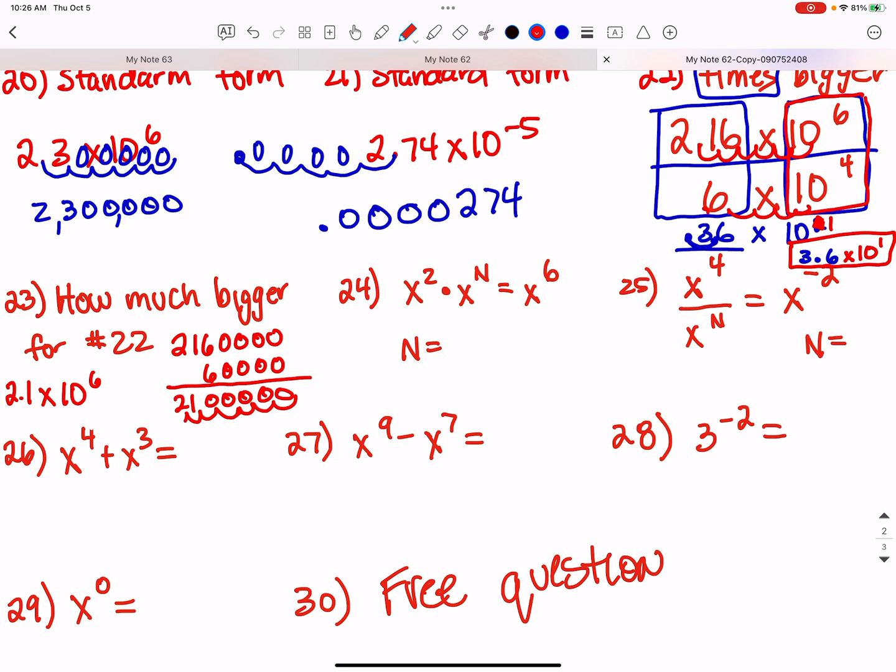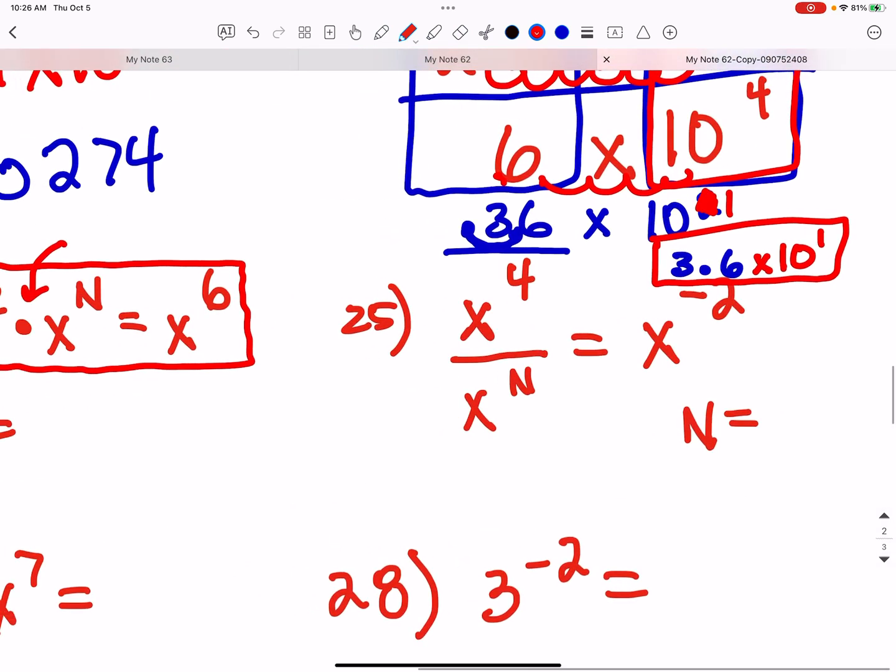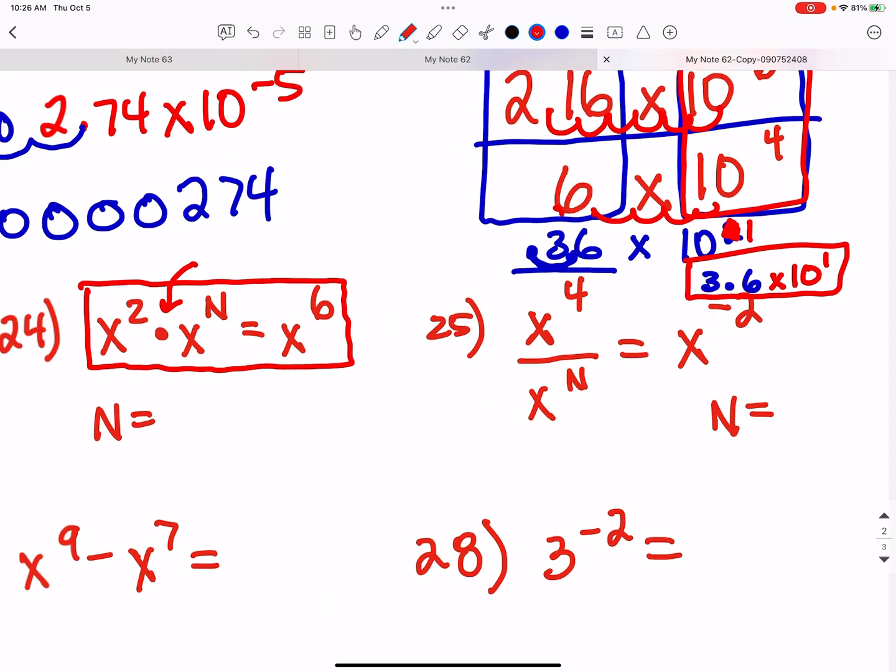All right, 24. These are questions directly off the end of the year test. I've seen this question before. X to the second power times x to the nth power is x to the 6th. We know this means multiplication, so one less than multiplication is adding. What must n be if the powers add up to 6? Pretty easily. Over here, this is division, and one less than division is subtraction. What must n be if the powers subtract to make -2?